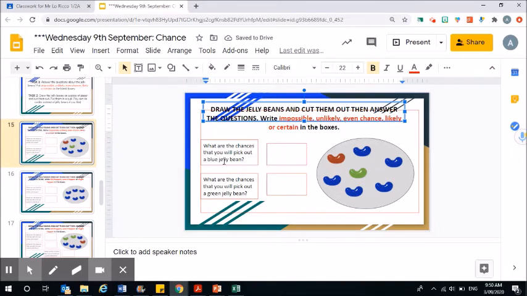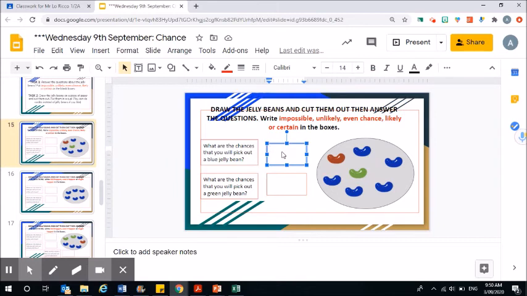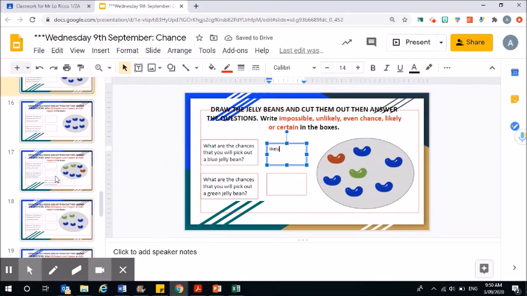Let's do this first one together. The chances of picking out a blue one, well, it's definitely not impossible. It's not certain, because there is a red and a green one. It's quite likely. So it's likely because there's 1, 2, 3, 4, 5 blue ones and there's only 1 red one and 1 green one. So you can write likely. That's your first task, to work your way through these boxes.